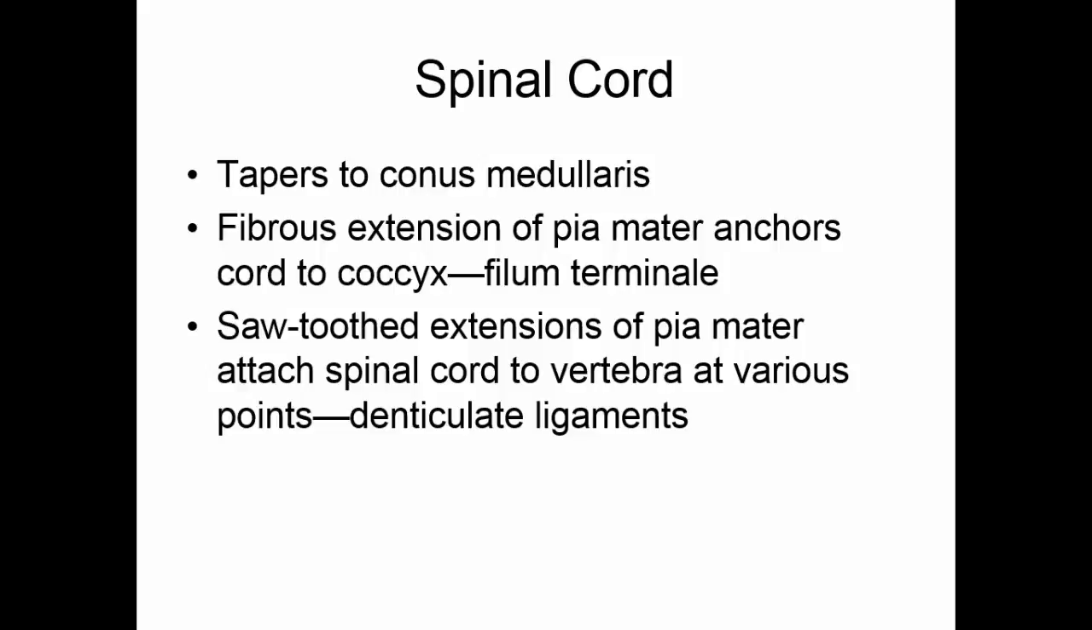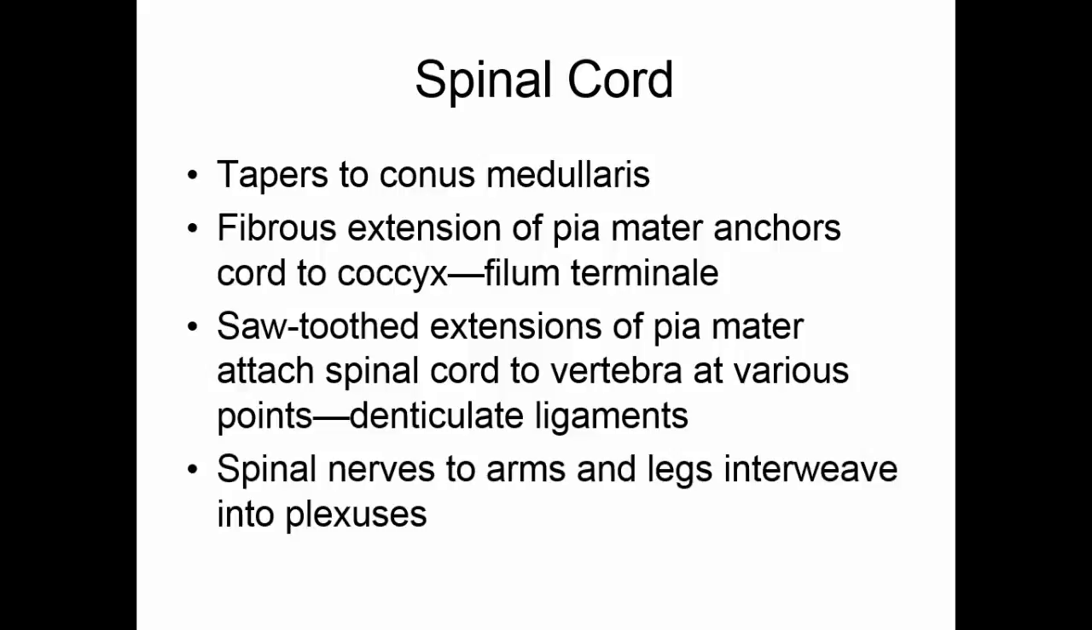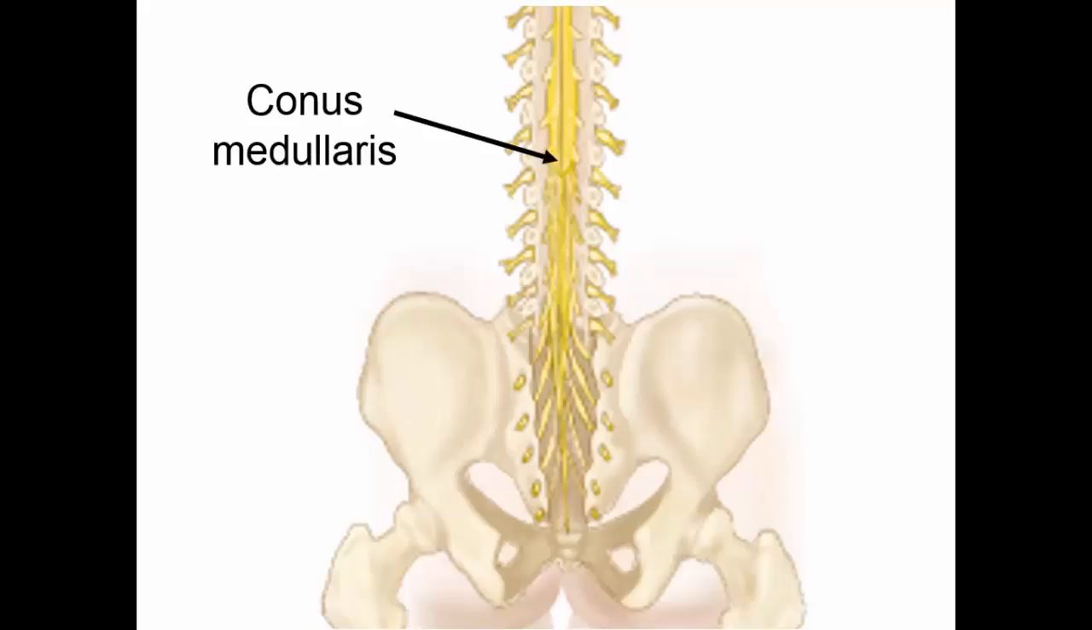The spinal cord needs to stay oriented exactly as it is. The spinal nerves come out through the intervertebral foramen. If the spinal cord were to twist around a little bit, those nerves would become pinched and that would be very painful. The spinal nerves to the arms and the legs further interweave, and we have what are called nerve plexuses.